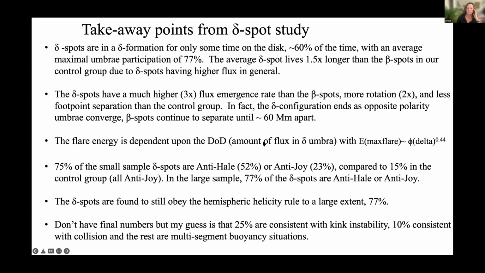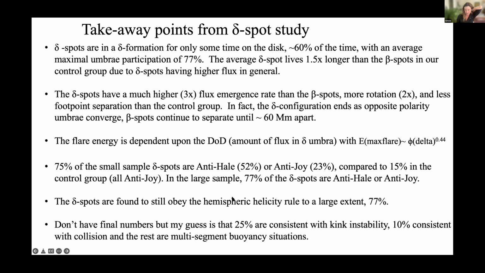The flare energy is dependent upon the amount of the flux in the delta, which I just showed you. And then this number, I think, is pretty convincing. Also there's a study by Tian, I forget which year, but it's a different solar cycle, where they look at almost the same number, like 108 delta spots, but 75% of the smaller sample delta spots are anti-Hale or anti-Joy, compared to 15% in the control group. But in the large sample of delta spots, 77% of them are anti-Hale or anti-Joy. And this confirms Tian's results, or it correlates well with them.